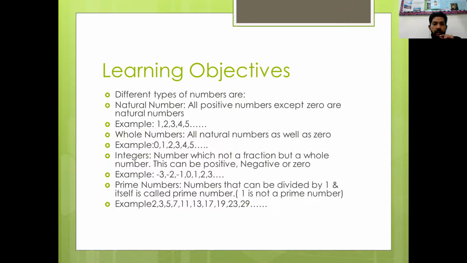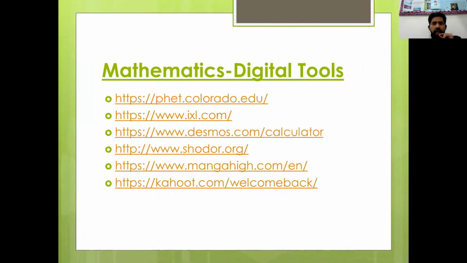Before that, I'll show something. These are the math digital tools, boys. You can access them and research. These are very familiar and important websites. You can access all the related topics, videos, tools, everything. First one is PhET, second one IXL, and Desmos for graphs. This is a beautiful digital tool for graphs.